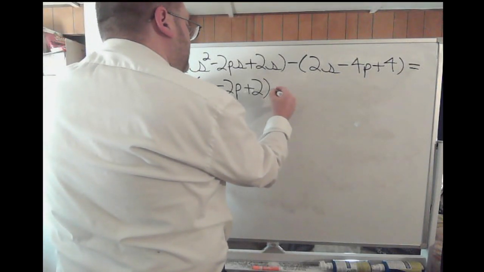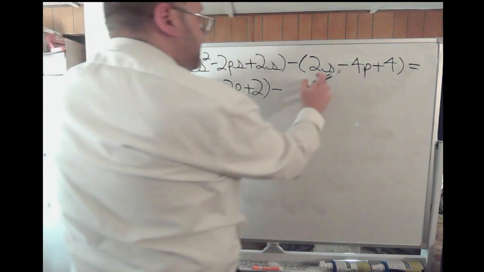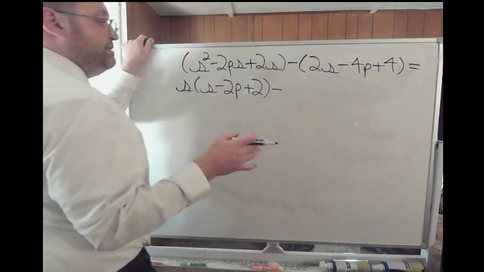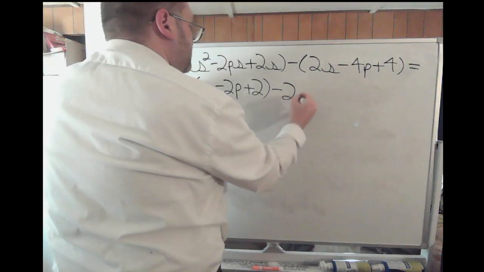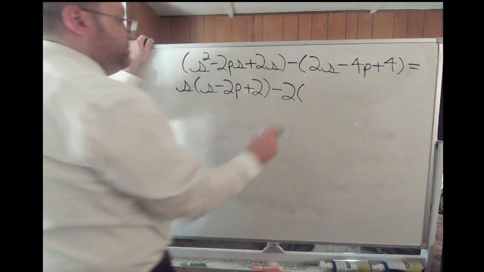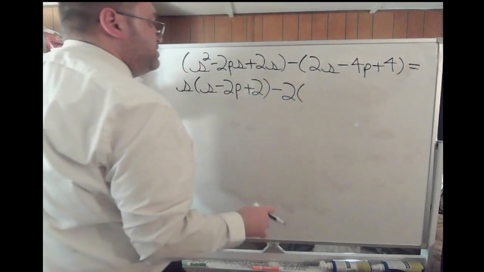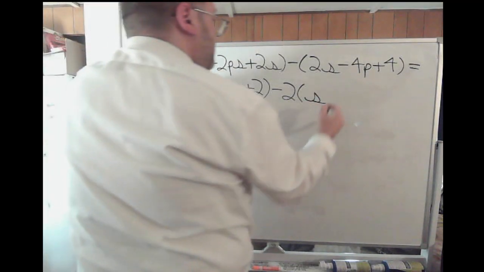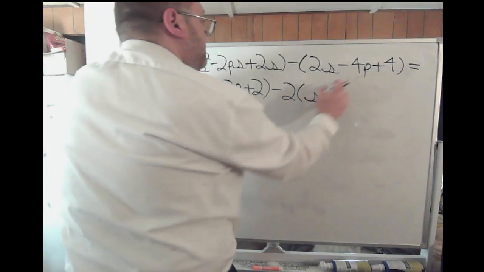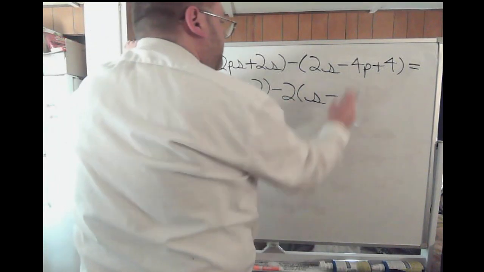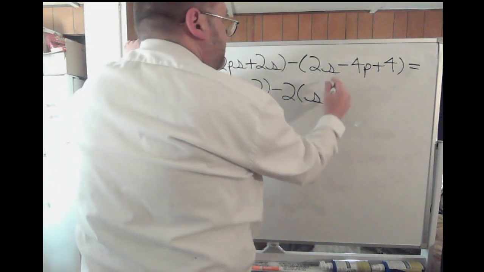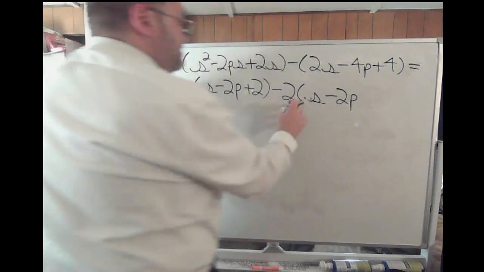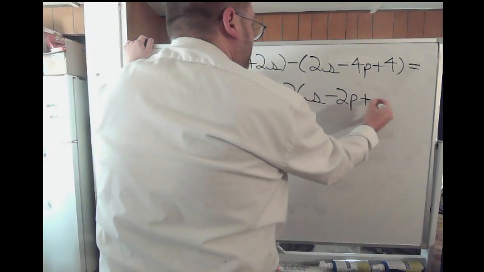Now you have minus, now here between the 2s, the negative 4p, and the 4, what do those have in common? They have a 2. So if you distribute, all right, 2 times what equals 2s? That'd be s, minus, all right, 2 times what equals 4p? Well, that'd be 2p. And then 2 times what equals positive 4? That'd be positive 2.